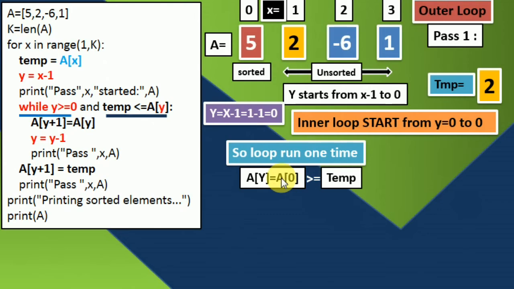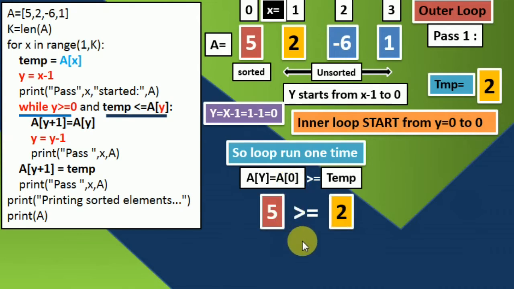a of y is a of 0. What is the value inside a of 0? That is 5. And what is going to be checked? That this value is greater than the value of temp. This is temp and this is a of y. So what is going to be checked? Is the value 5 greater than or equal to 2? It will say true, because it shows that yes, the value 5 is greater than 2.